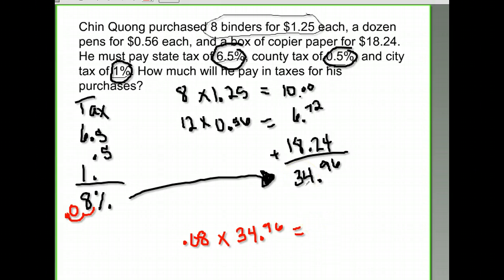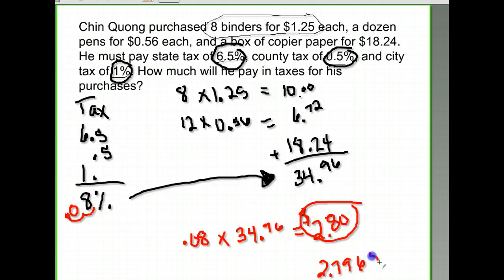What did you guys get? Just to make sure I'm on the same page. I get $2.80. Good. Yep. You get 2.7968. We want to round to the nearest cent, so that 6 would make us round our 79 up to 80.